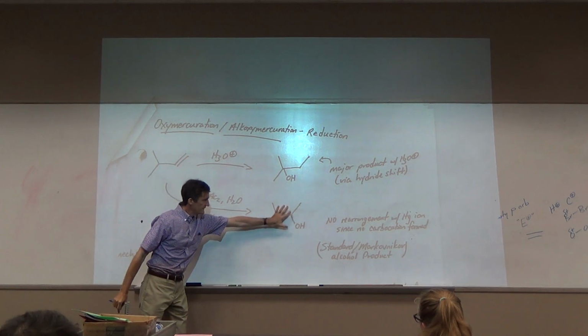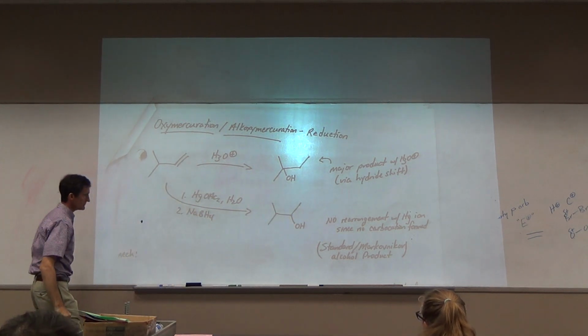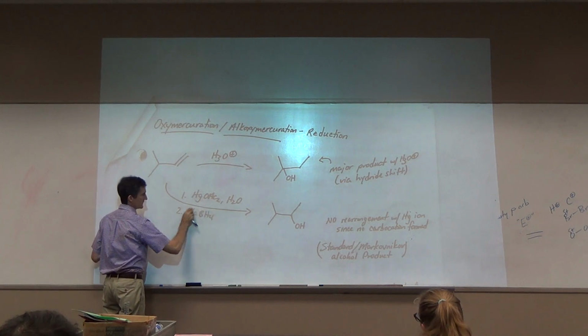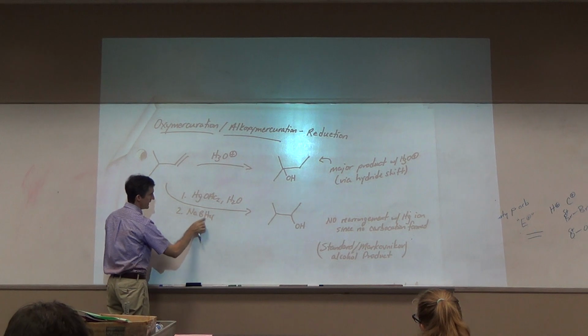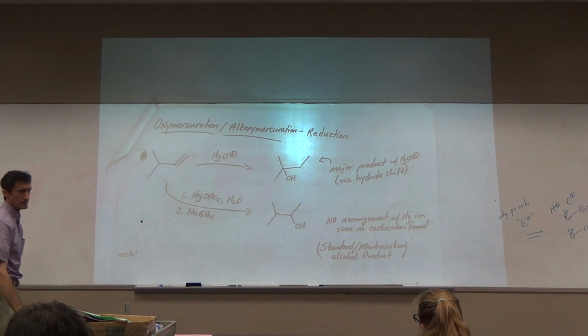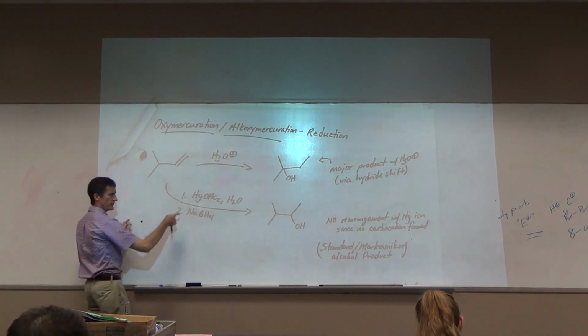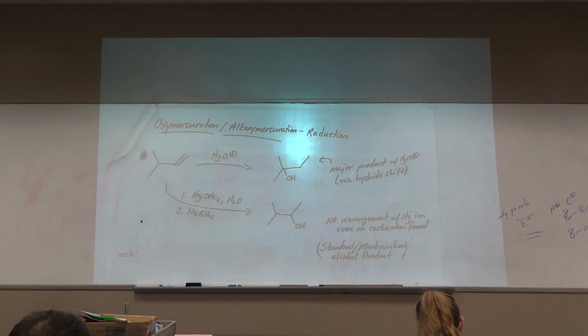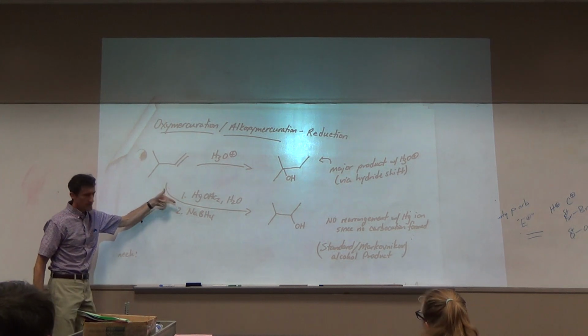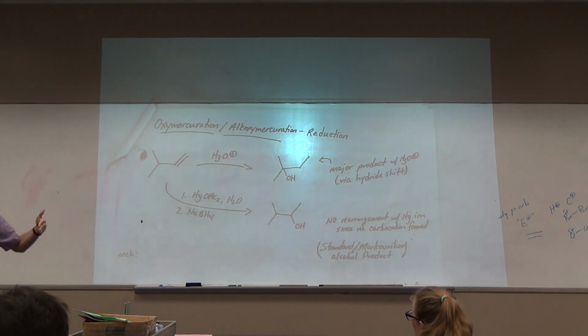But we do have a way to get such an alcohol using this set of reagents. It's a two-step process: mercury acetate and water, followed by sodium borohydride. This may be our first line reaction where we have two separate steps. Remember on the line reaction sheet where I told you about this, 1 and 2? You can even do 1, 2, 3. Okay.